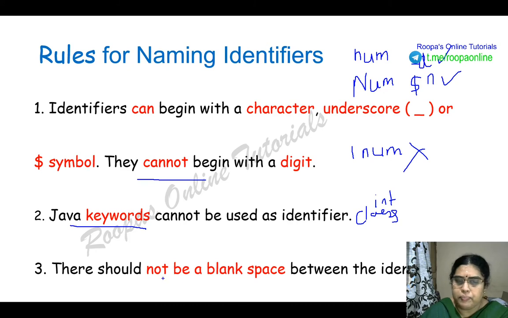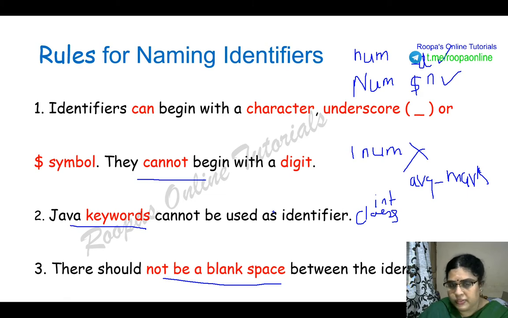There should not be a blank space between the identifiers. So what do I mean by that? If I'm going to write, for example, average marks, I cannot have a blank space like this. I cannot write it like this, average marks. In between I should put the underscore symbol. So there should not be any blank space.